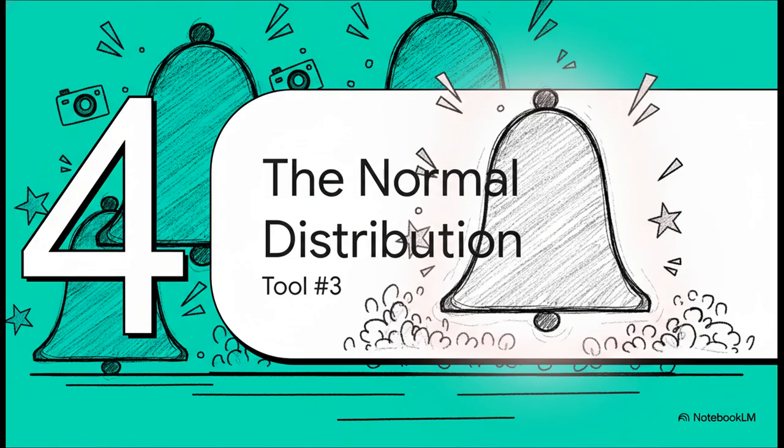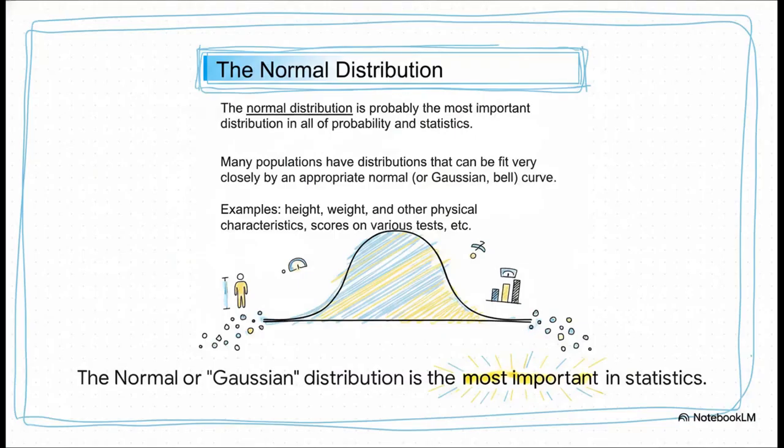All right, on to our third and final tool. And let me tell you, it's a big one. This is the absolute celebrity of the statistics world, the one you've definitely seen before, the normal distribution, also known as the Gaussian distribution, or, most famously, the bell curve. And it is absolutely no exaggeration to call this the most important distribution in all of statistics.